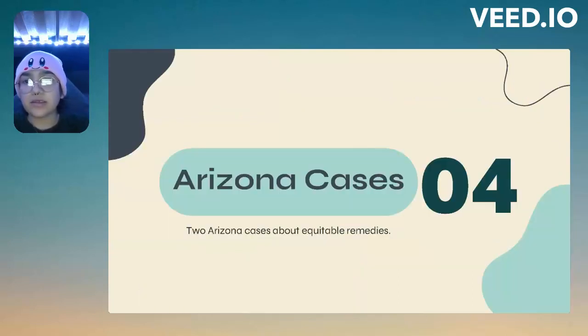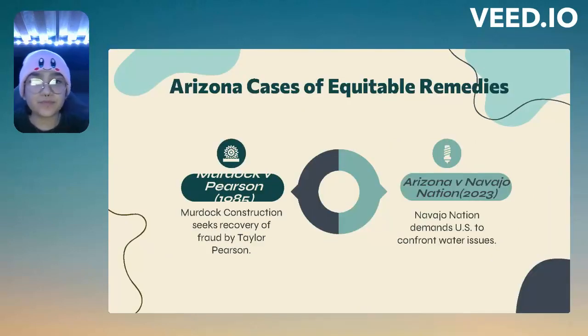And that follows to two Arizona cases, now that these equitable relief examples have been demonstrated. One of the first ones, you can't really see it, but the first case is Murdoch versus Pearson, which happened in 1985. In this case, Murdoch Bryant, a construction company, an Arizona corporation, sought recovery for fraud, breach of contract, and restitution against the defendant, Taylor Pearson, which is another company. On the basis of the equitable principle of restitution, the matter was presented to a jury.